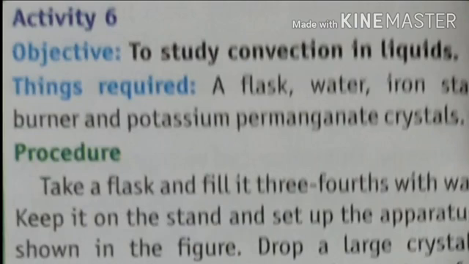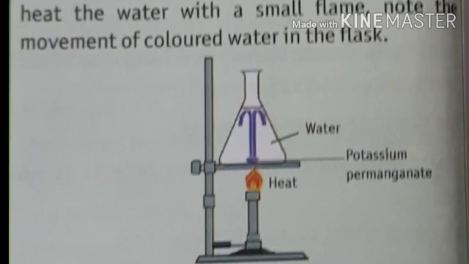We will see some more activities to get knowledge about convection current. Activity 6: the objective is to study convection current in liquid. Things required: a flask, water, iron stand, burner and potassium permanganate crystals. Procedure: take a flask and fill it 3/4 with water. Keep it on the stand and set up the apparatus as shown in the figure. Drop a large crystal of potassium permanganate in the center of the flask. The crystal starts dissolving in water.